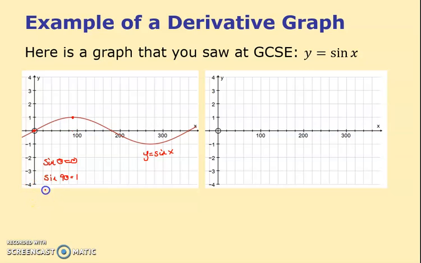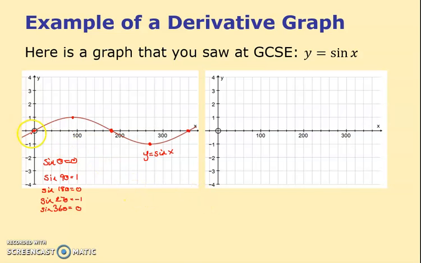Sine of 180 is meant to be 0 again. There it is. Sine of 270 is meant to go down to minus 1. And you can see 270, I think, is there. And finally, it gets back to 360. And when you get back to 360, you're back to 0 again. And that's actually one cycle of this graph. It keeps on doing that forever and ever. It never stops. Now that's the sine graph.